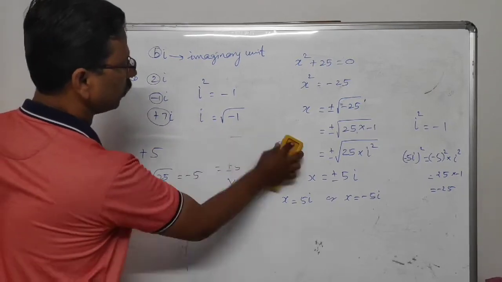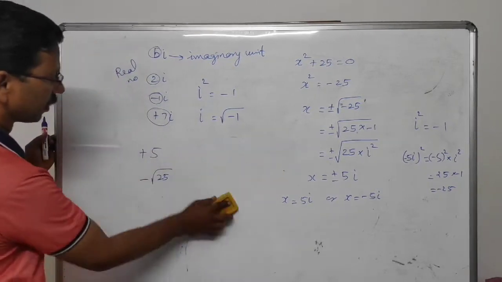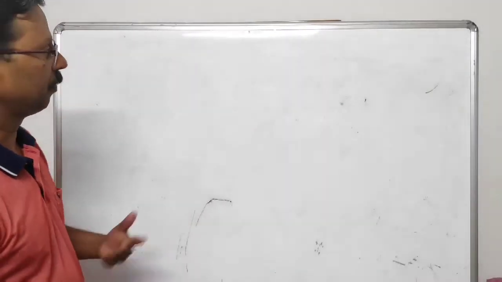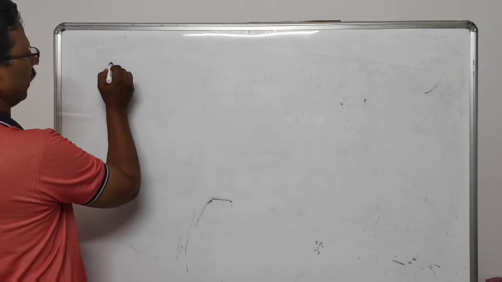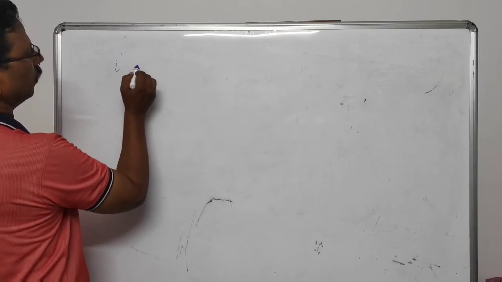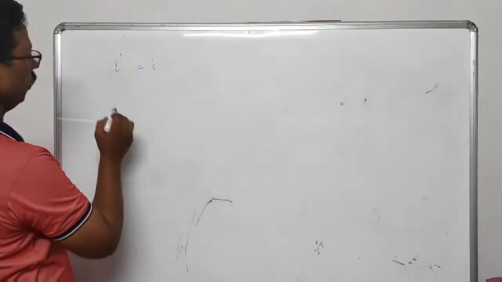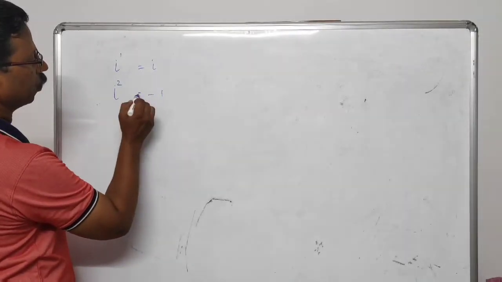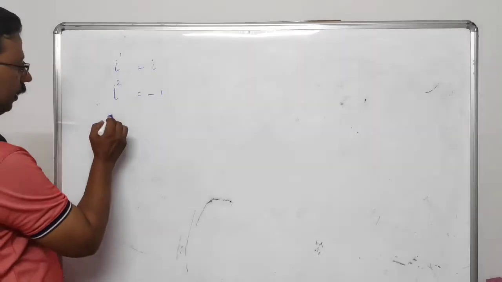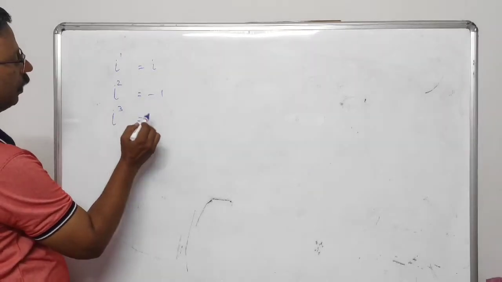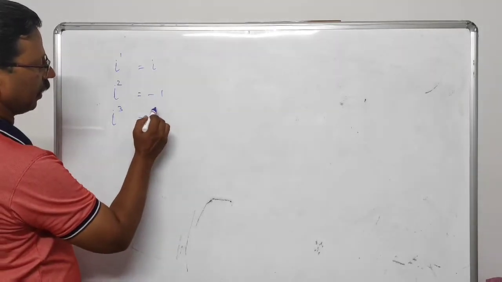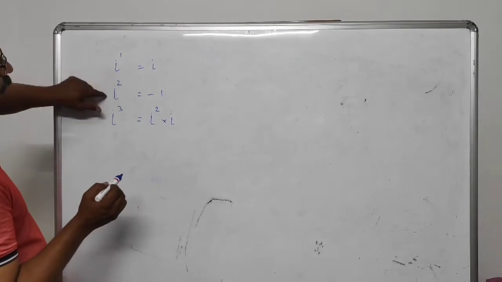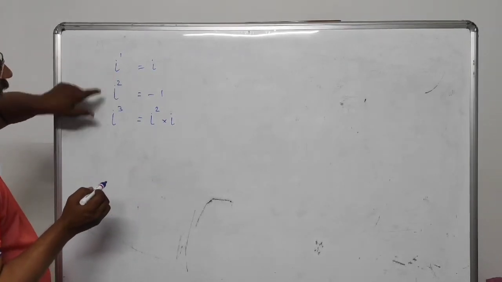Now, let us see some interesting facts about the powers of i. Now, listen here. We can take i power 1 is equal to i only. Already we have taken this i square as minus 1, i square equal to minus 1. Then how do you find the value of i cube? This i cube can be written as i square into i, because these are the two known values. Based on these two values, you can evaluate the value of i cube.